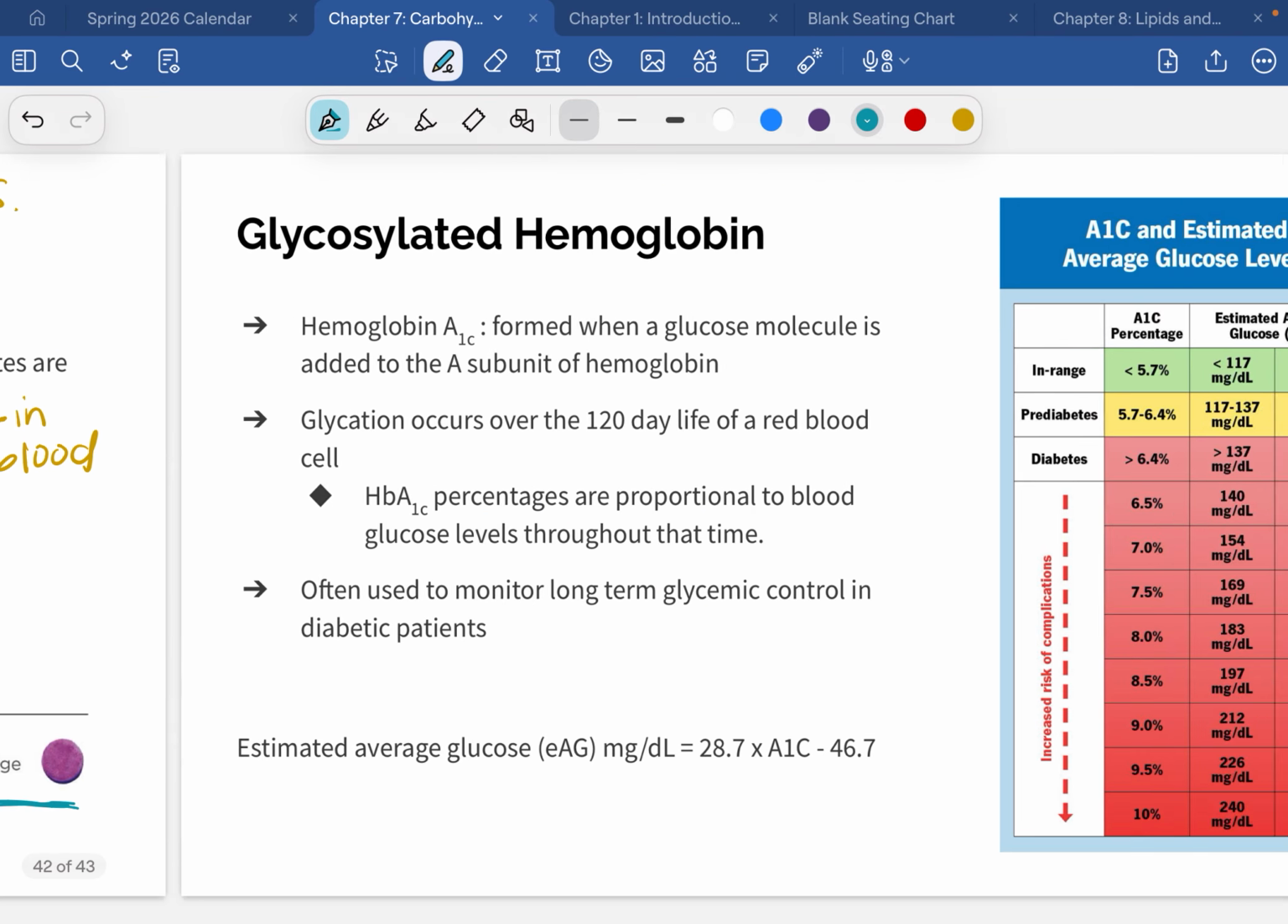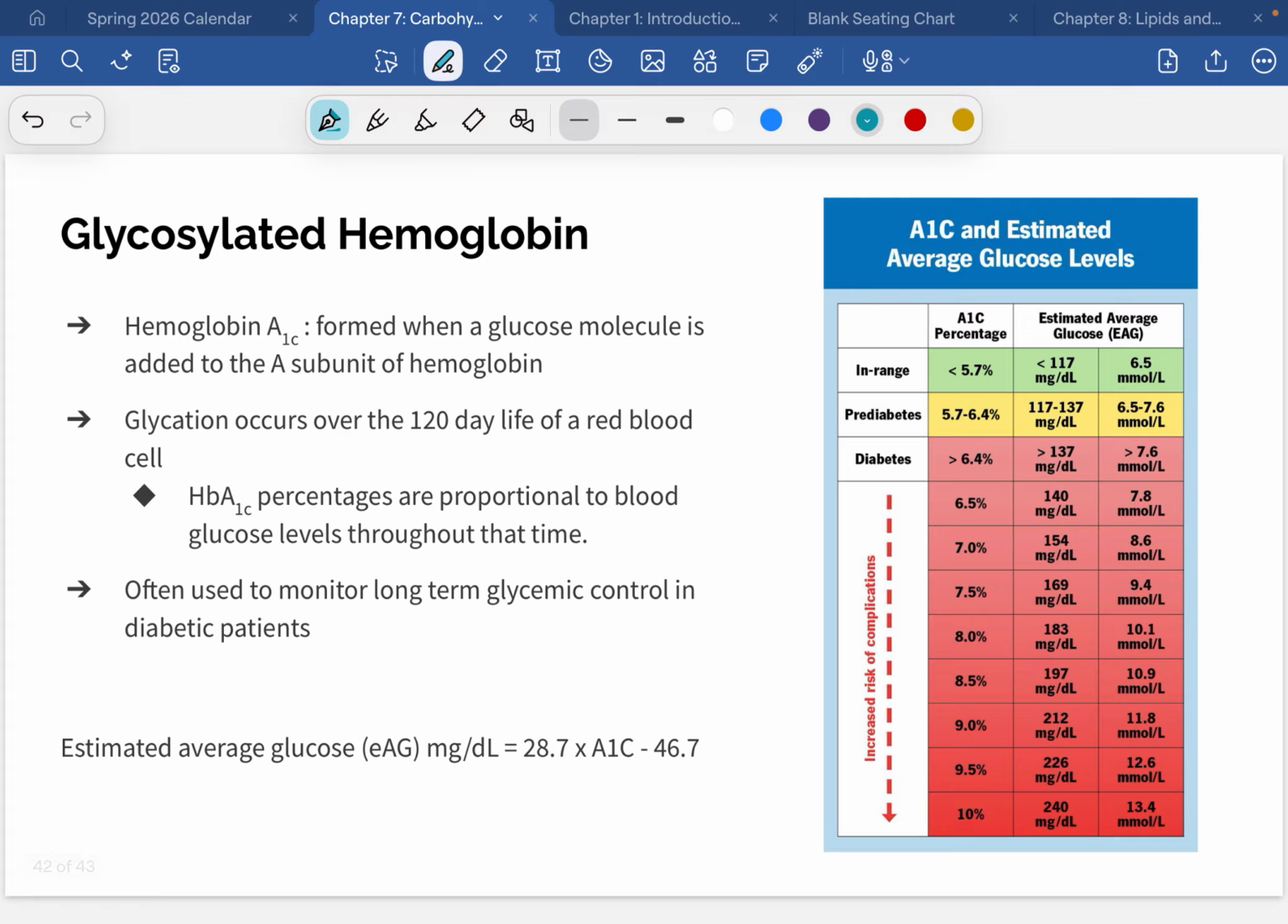Right? And then this is the last one that we're going to talk about, and this is glycosylated hemoglobin. And this is a relatively new test.